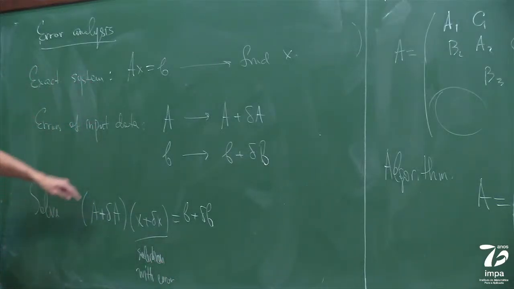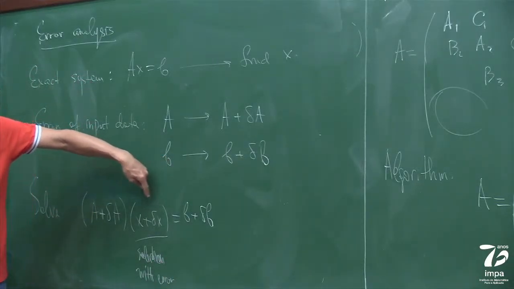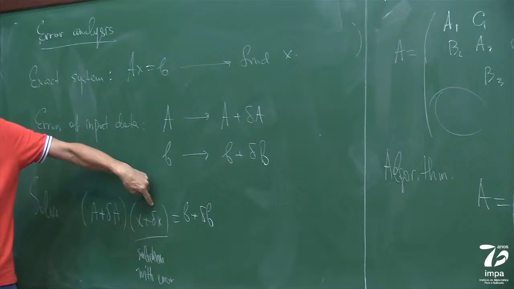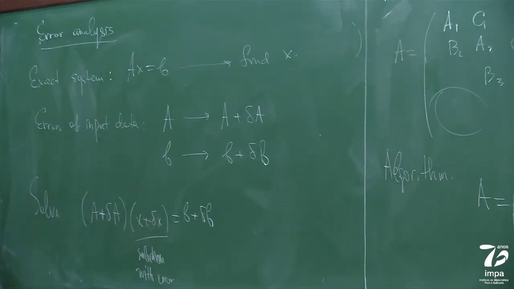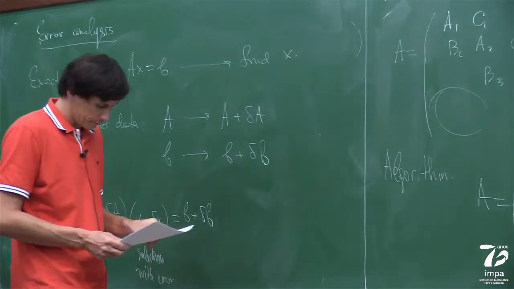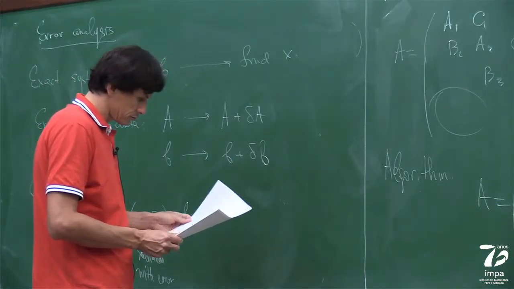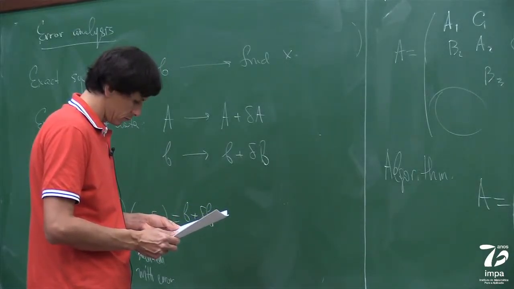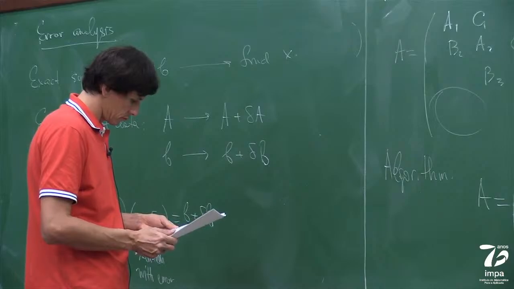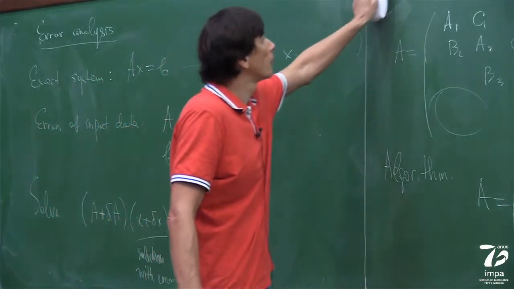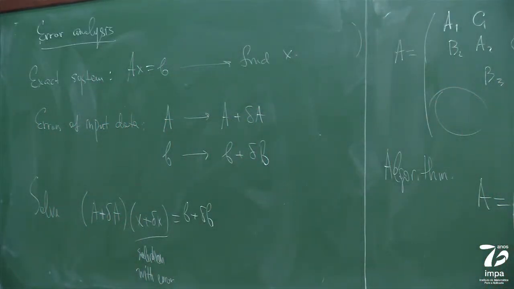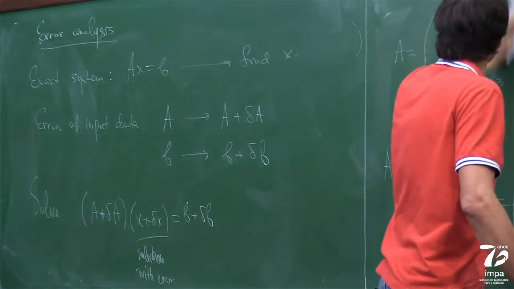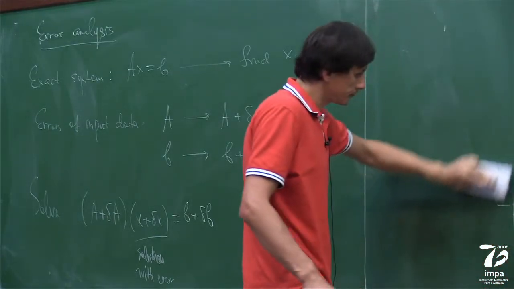So whenever you have a perturbation of the matrix and of the vectors, of course the solution will also be perturbed. We will denote the change of the solution by delta x. So we want to express delta x in terms of delta A, delta B. So, theorem. Now, first, let's put a definition.